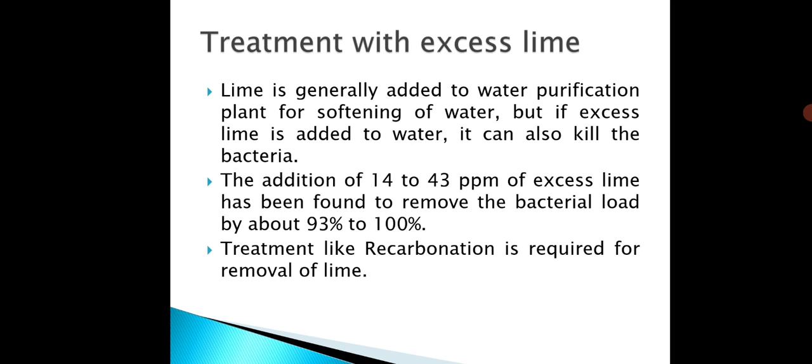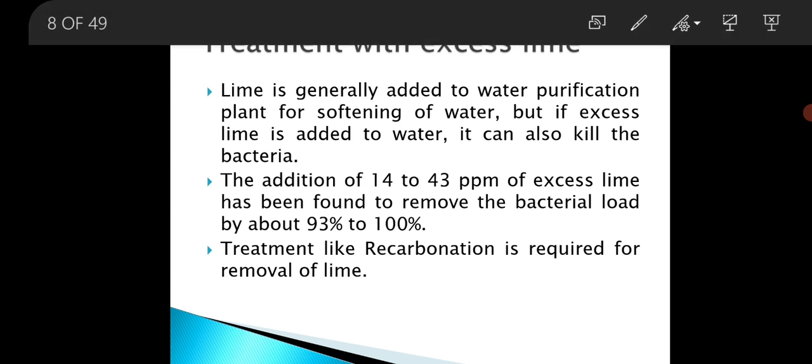So the next method is treatment with excess lime. As you know, lime is generally used at water purification plants for softening of water. But it has been found that if lime is used in excess quantity, it can also kill bacteria. So the addition of 14 to 43 ppm of excess lime can remove bacterial load by about 93 to 100% from highly polluted water.